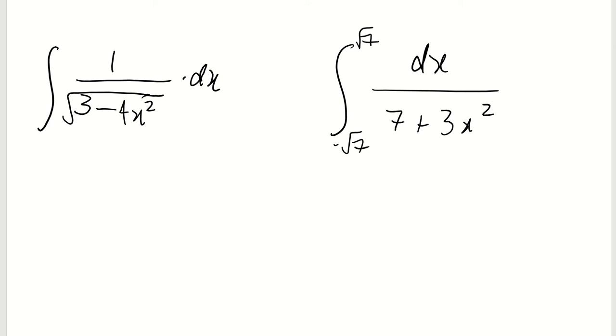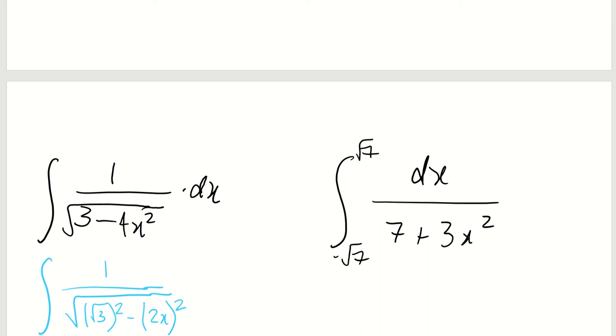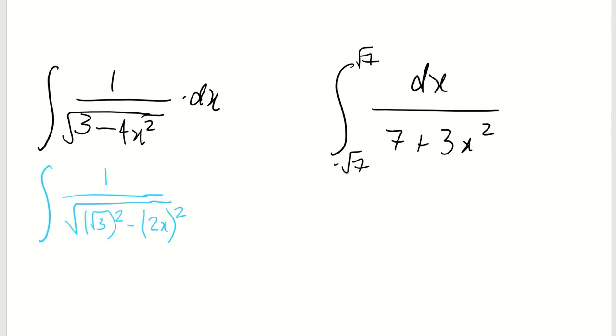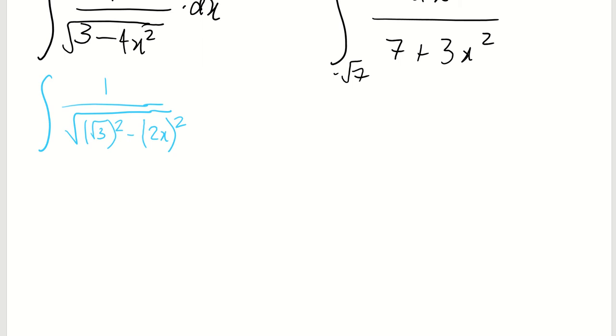Before I do anything, I'm going to write it in the form of a squared plus x squared, or a squared minus x squared, under here, just as the formulas are written. So, that's going to be the square root of 3 squared minus 2x squared. So hopefully you can see why I've done that. Now that's in the form of something squared minus something squared, so it's looking like a cos inverse.